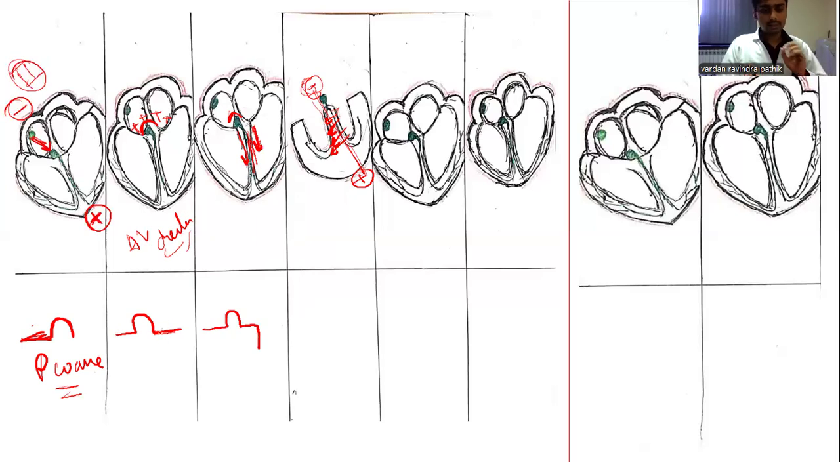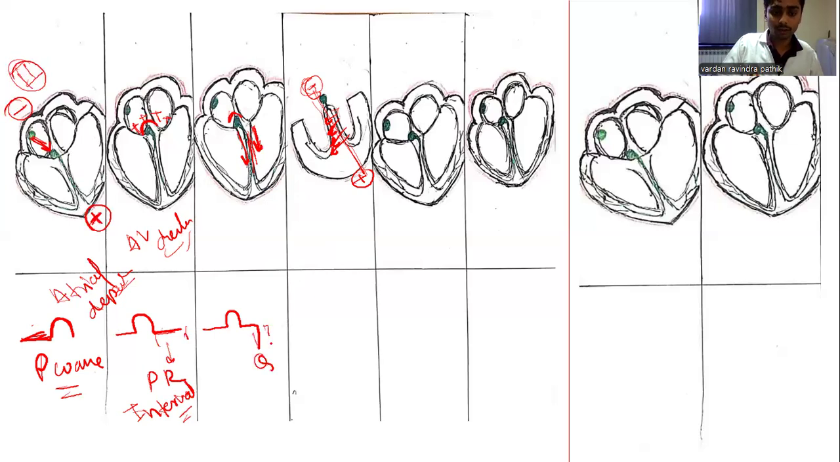Now, it's time to name them. So the P wave here is the end of the P wave, or we can also say, obviously, atrial depolarization. Now, this segment is going to be our PR interval. This is the interval. This is our PR interval. Now, this wave is the Q wave. This is our Q wave, only this segment.